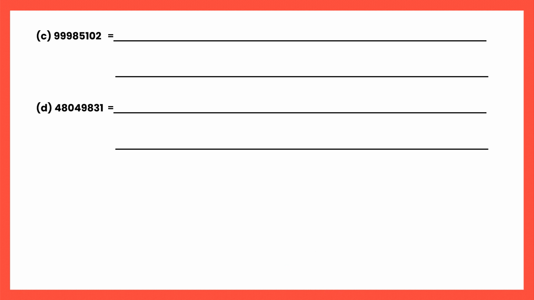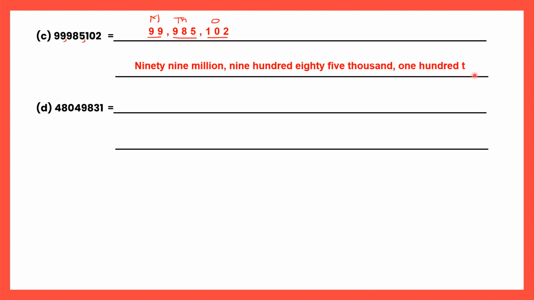Question C. So let's mark the commas here. Ones, tens, hundreds, 1,000, 10,000, 100,000. After every 3 digits you mark. So let's write that down here. So here we have the numbers. 102 will be the ones period. 985 will be the thousands period. And 99 will be the millions period. So if we have to read this, how do we read? 99,985,102. So let's write that down. 99 million. Then we have 985,000. And also we have 102.